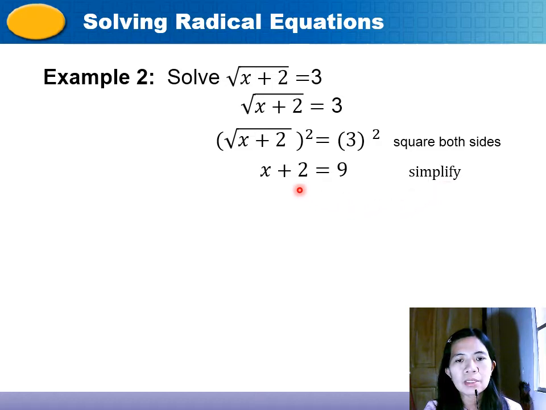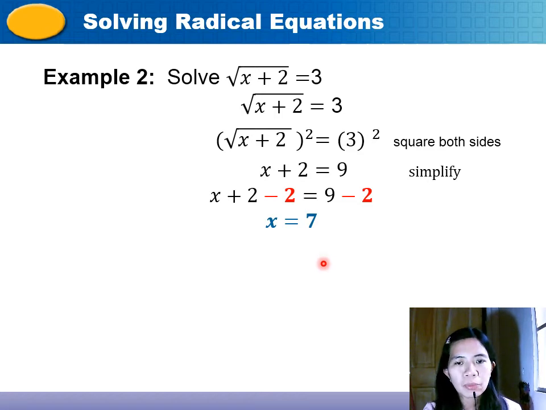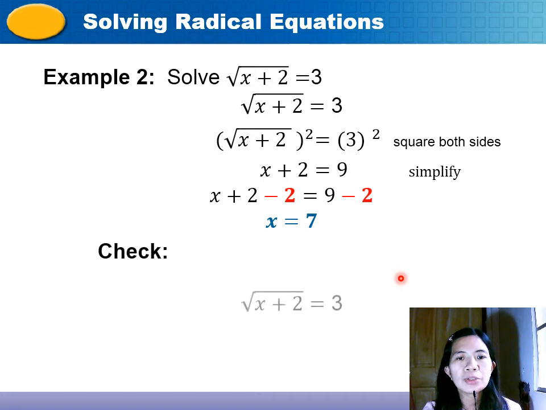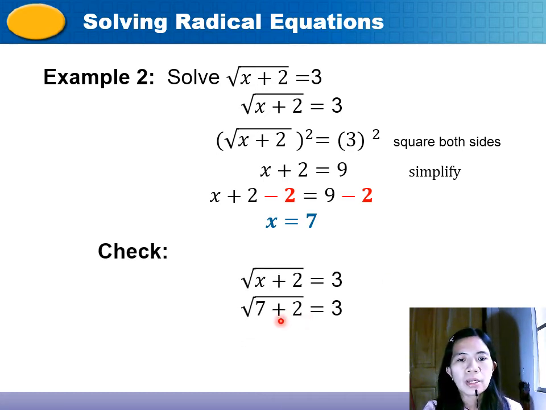So when we say simplify, we are going to transpose this. So get the additive inverse. It will be minus 2. So the answer is x equals 7. Now, to check whether the solution is correct, we are going to substitute it to the original equation. So, let x equal 7.